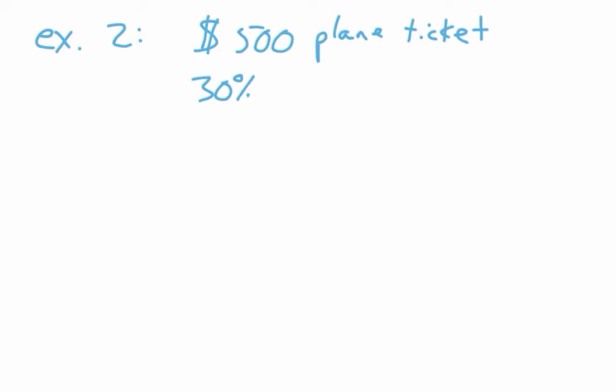So a second example, my example 2. I'm going to do what I did before, but this time I'm going to have a $500 plane ticket. And we're going to have one change be a discount. So I'm going to say we have a 30% discount, then a $60 rebate.